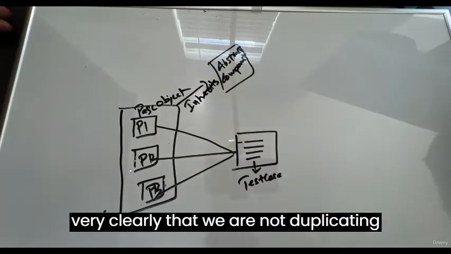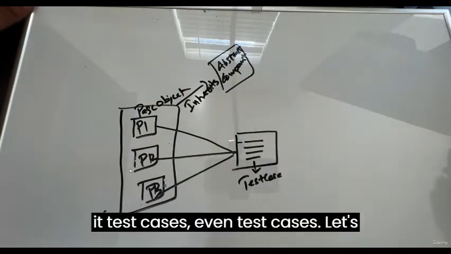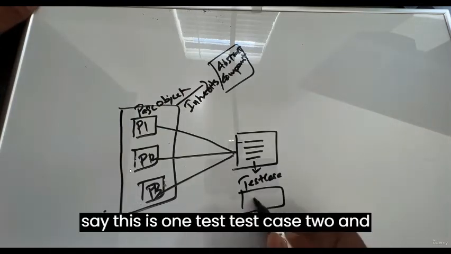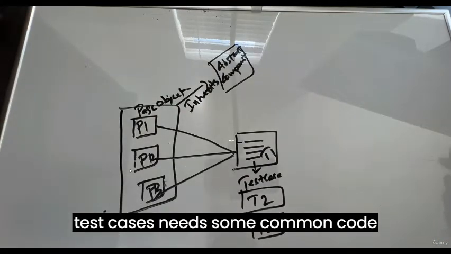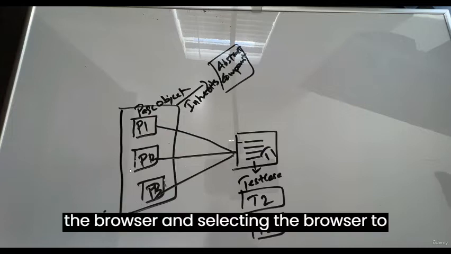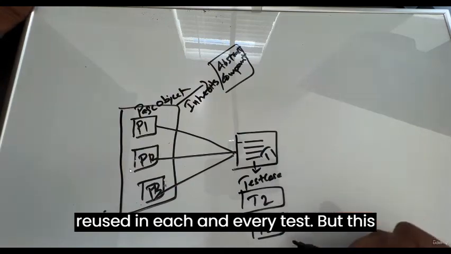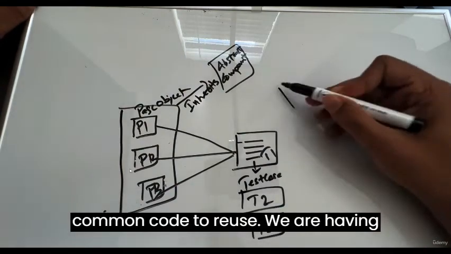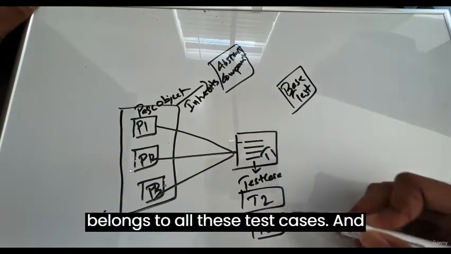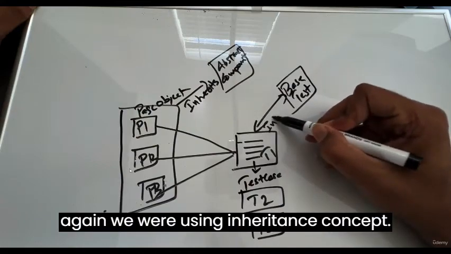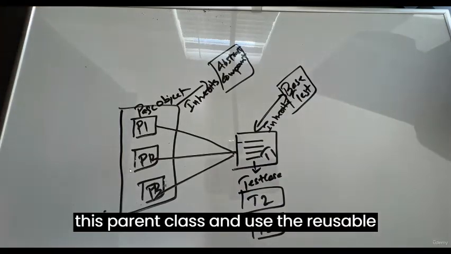You can explain this part very clearly, that we are not duplicating the code in the files with the help of this. Good. Next, you write test cases. Let's say this is test case 2, and this is test case 3, right? Even these test cases need some common code like initializing the browser, closing the browser, and selecting the browser to execute. All that information needs to be reused in each and every test. To reuse this common code, we have base test as another class where we declare all the common code which belongs to all these test cases. And again, we were using the inheritance concept here. So all these classes will extend this parent class and use the reusable utility.